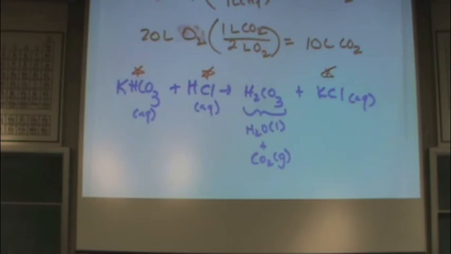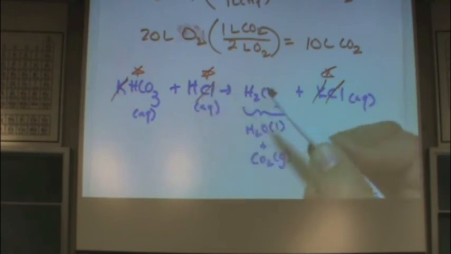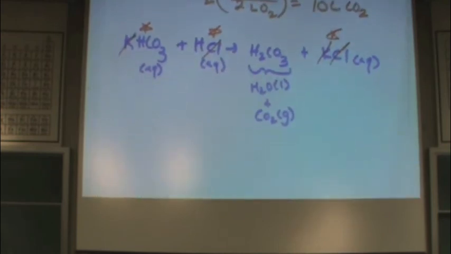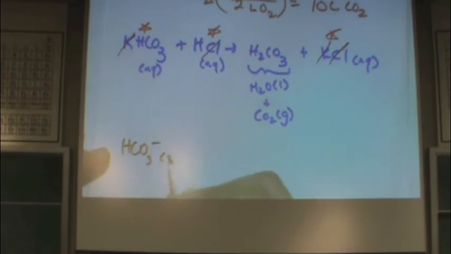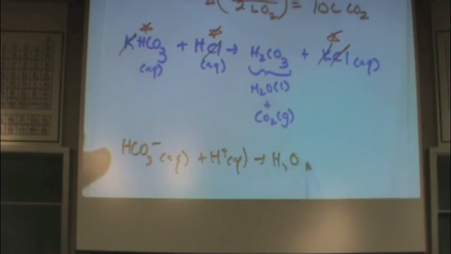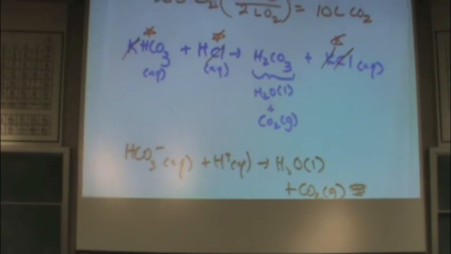And so what's going to happen is the potassium will cancel out, and the chlorines will cancel. So you'll have what you'll see listed, let me see if I can find it. It should be D, yeah. So what will be left after all those cancel would be HCO3 minus aqueous plus H plus aqueous goes to H2O liquid plus CO2 gas, which is D. Okay? Okay, next, yes?